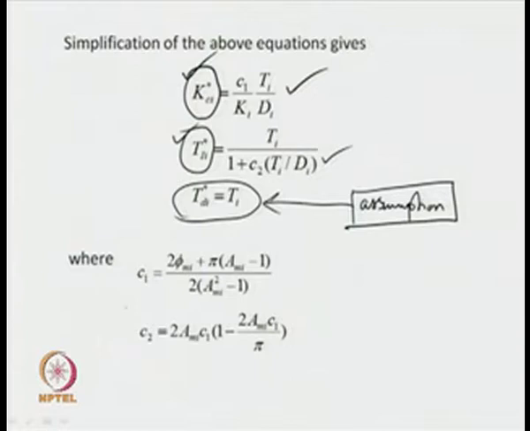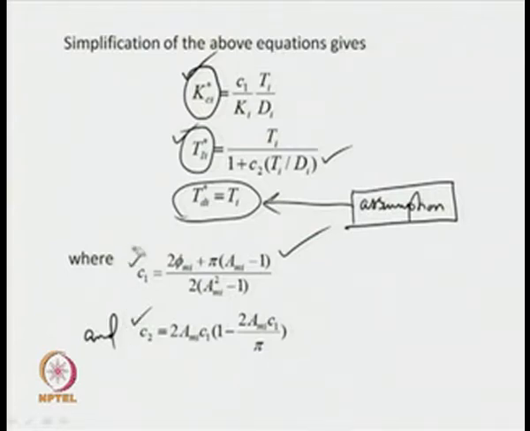Now, in the expressions C1 is equal to 2 phi mi plus pi times ami minus 1 upon 2 times ami square minus 1, and C2 is equal to 2 ami C1 times 1 minus 2 ami C1 upon pi. So, these are the 2 constants used in the explicit expressions for the unknown parameters of the controllers.